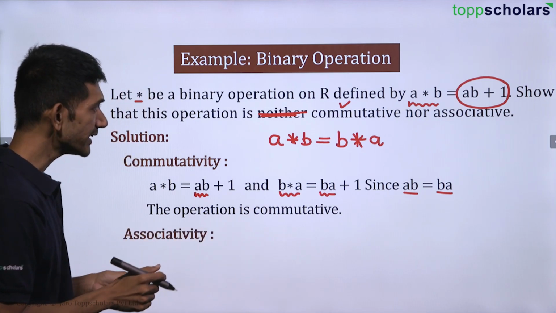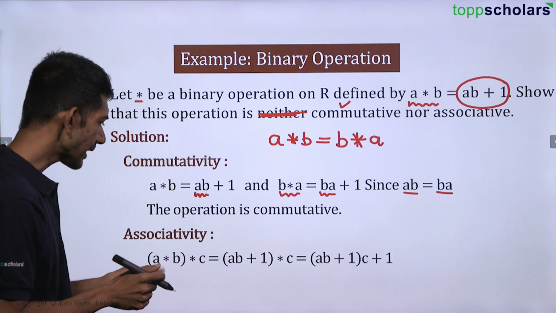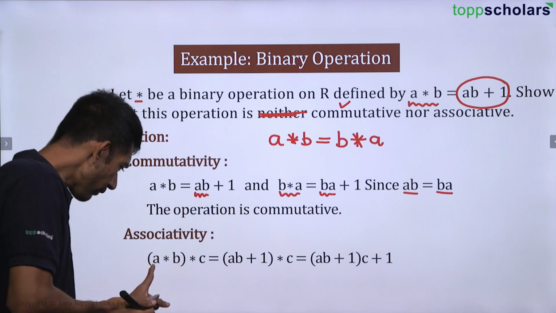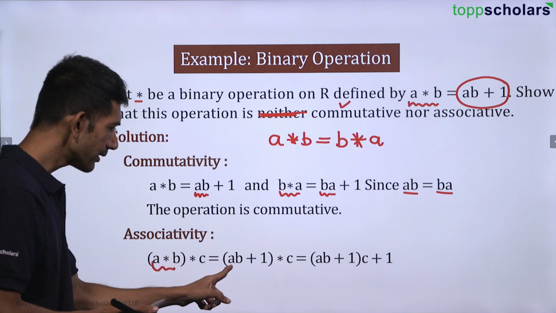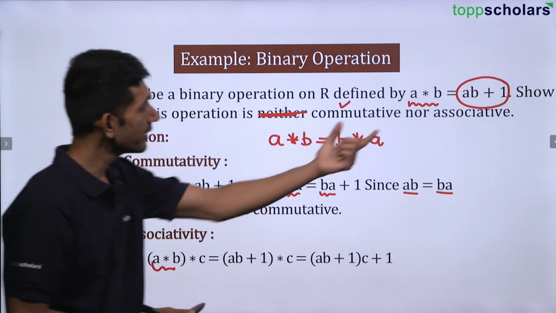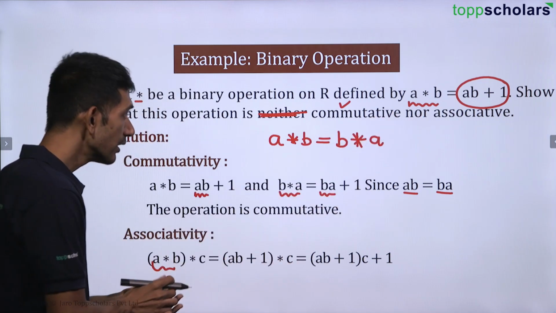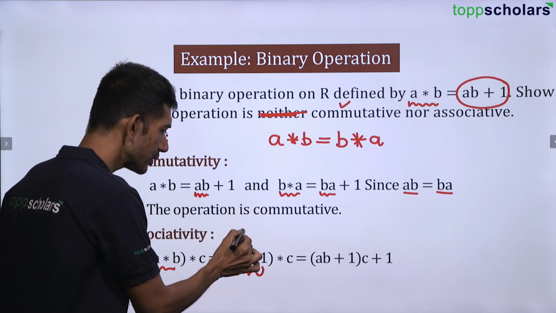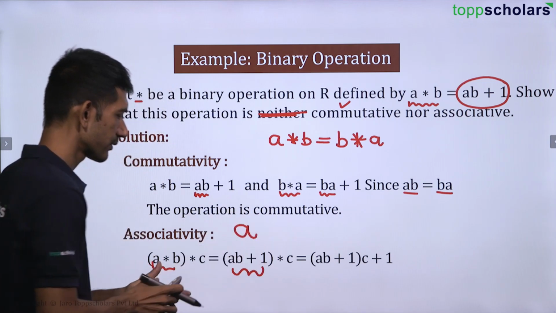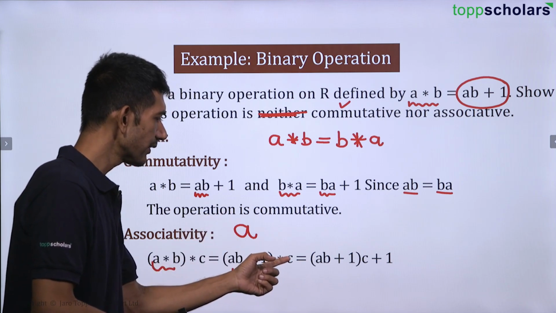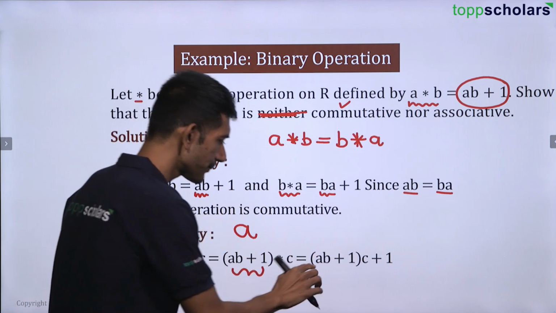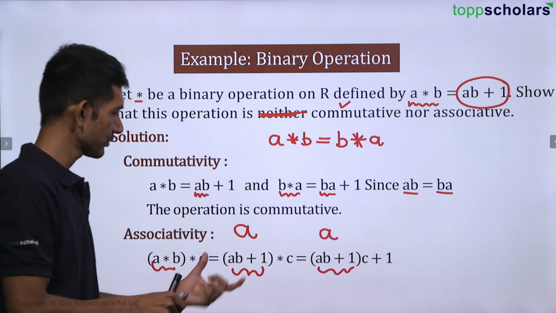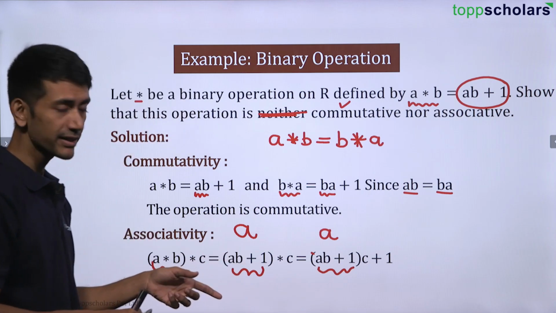So for associativity, we need (A star B) star C to be equal to A star (B star C). So let us solve for A star B. It is given, A star B is already there, AB plus 1, star C. Now this entire thing you can take like your A. So A star C will be AC plus 1, right? That is, (AB plus 1) times C plus 1. I hope this is clear to you.